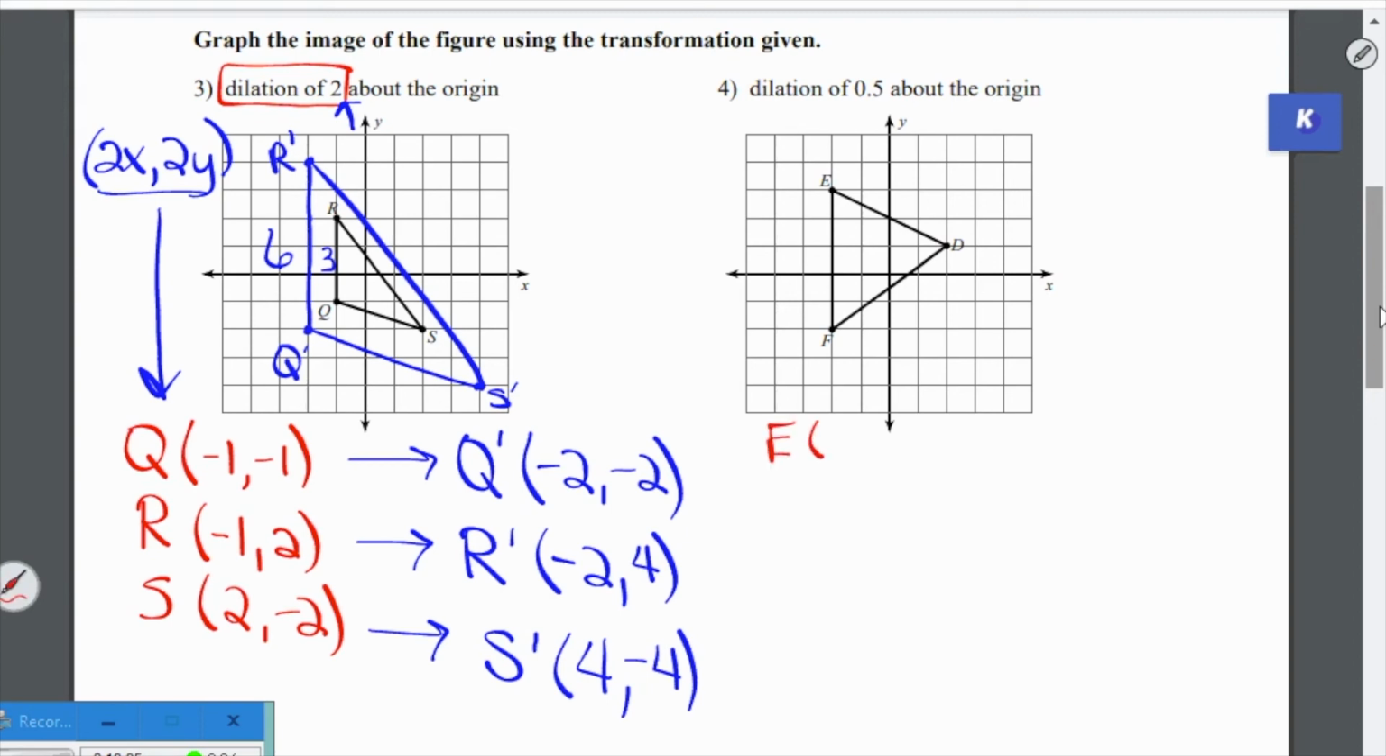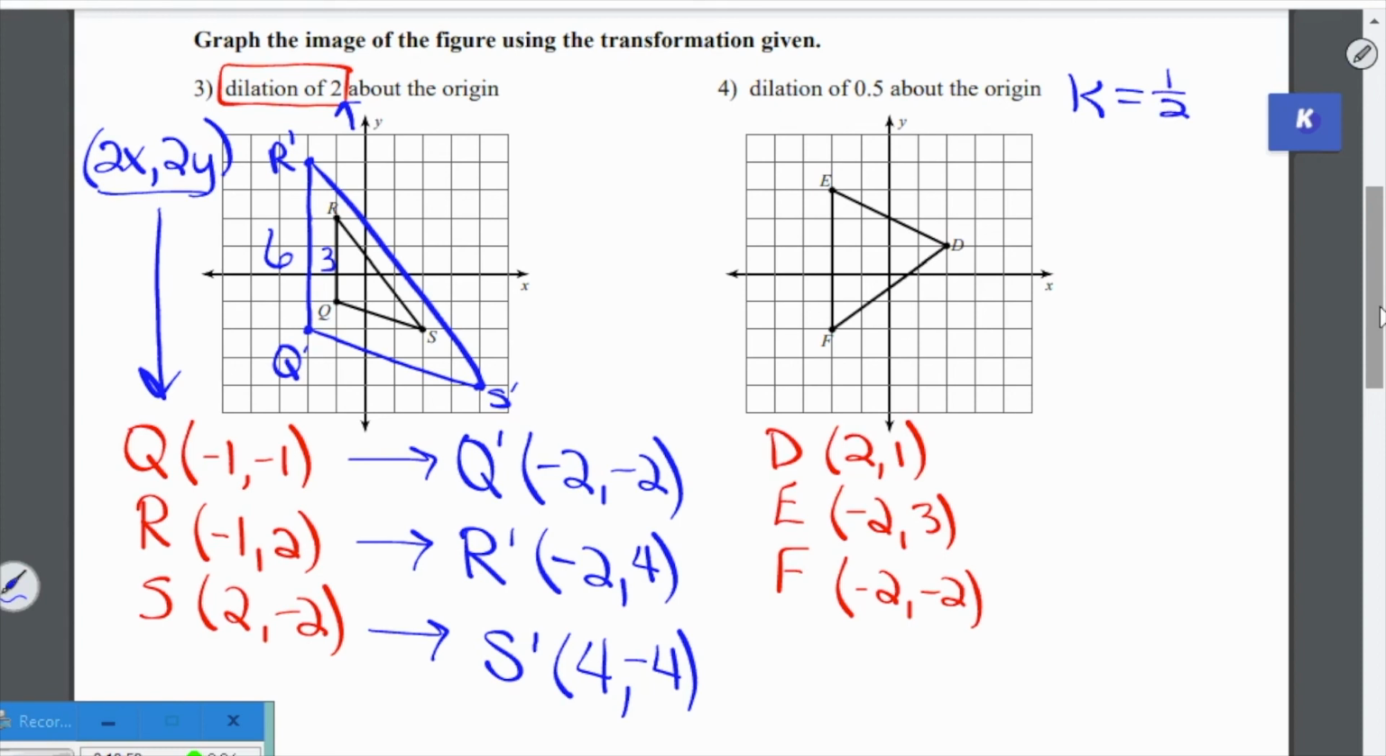So I need to identify D. Sorry, let's do it in order, alphabetical order. D, E, F. So point D is at 2, 1. Point E is at -2, 3. And point F is at -2, -2. My scale factor this time, my k equals 1/2 or 0.5. So each of these I'm going to do 0.5 times x and 0.5 times y.